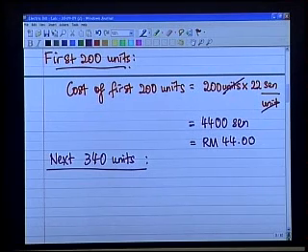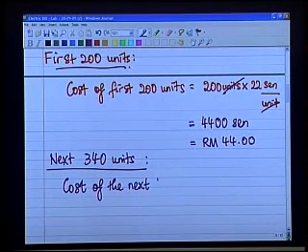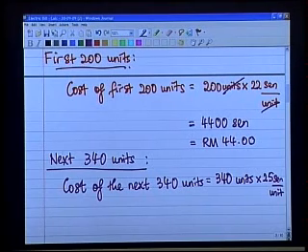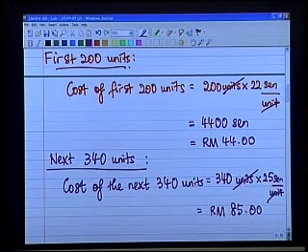Okay, so I write down, what is the cost? The cost of the next 340 units of electricity used. Write down again, 340 units, multiplied by 25 cents per unit. Again, I cancel out the units. Use the calculators. What do you get? You will have 85 ringgit. Let me highlight this. First one is 44 ringgit. Second one is 85 ringgit.